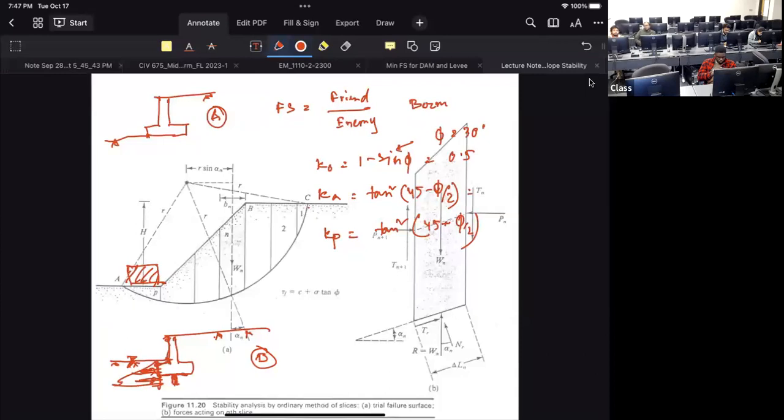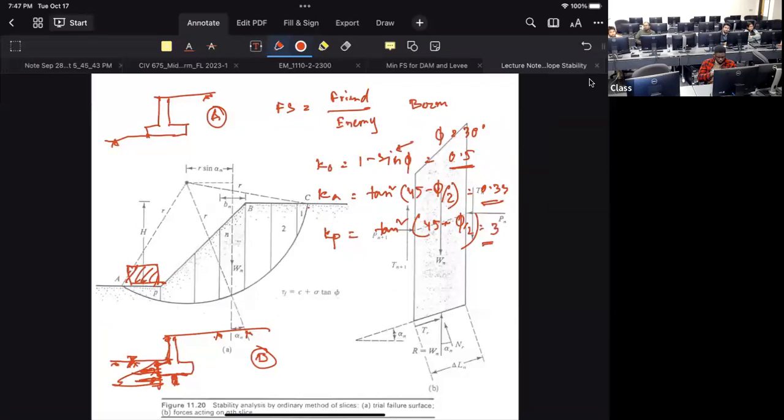45 minus phi by 2, so it's 30 degrees. So tan 30 is 0.5, and then you have 45 plus phi by 2, so tan squared, so this is 3. So what is the ratio? It goes from 0.5 to 3, six times higher, and almost close to 9 times higher than active pressure.